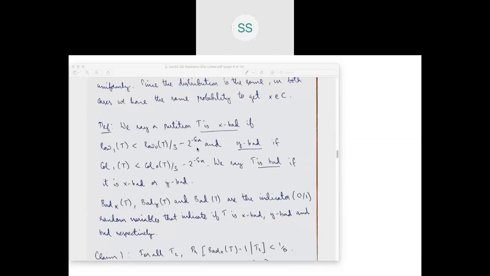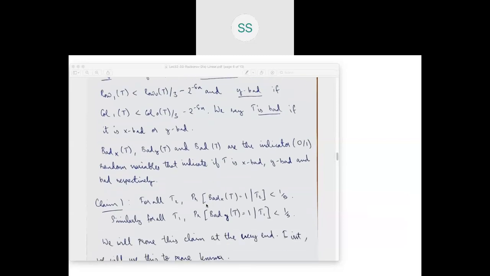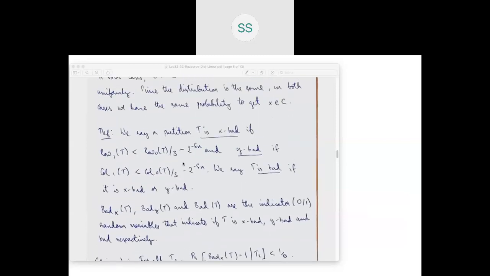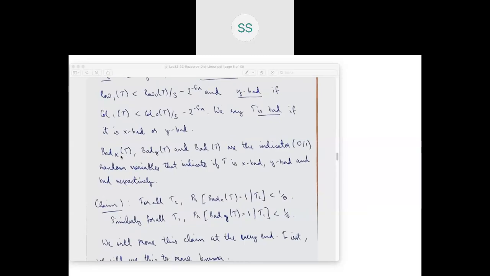And then we define indicator random variables, bad subscript xt, bad subscript yt, and bad t, that indicate whether t is x bad, y bad, or bad. Fine. So t is x bad if this is satisfied, y bad if this is satisfied, bad if either it's x bad or y bad. And these are random variables, which means if t is x bad, this will be 1. If t is not x bad, this will be 0. Y bad, this will be 1. If it is not y bad, this will be 0. If it is bad, this will be 1. If it is not bad, this will be 0.